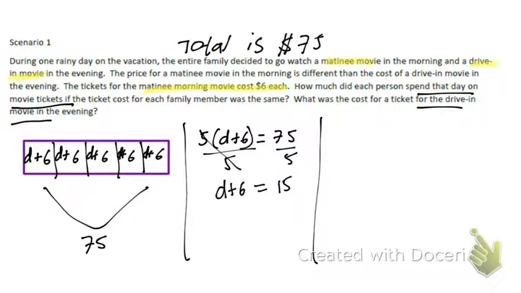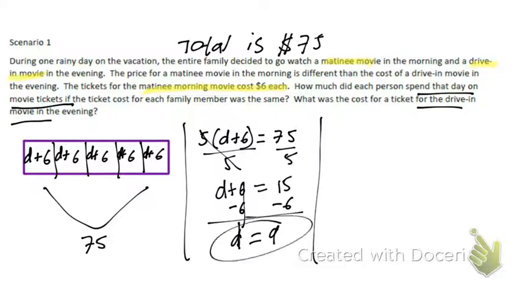Right here, that tells us that the drive-in plus the $6 matinee movie costs $15 total. That answered the first question, right? How much did each person spend that day? They spent a total of 15. But then the second question is, how much is a ticket for the drive-in? Here, to figure out the drive-in ticket, I gotta get D by itself by subtracting 6. And you get 9. So D equals 9.